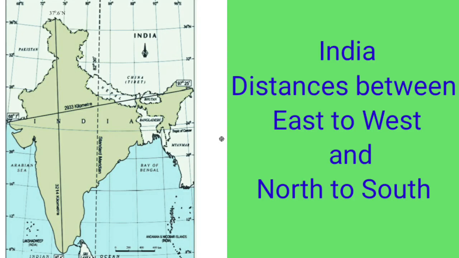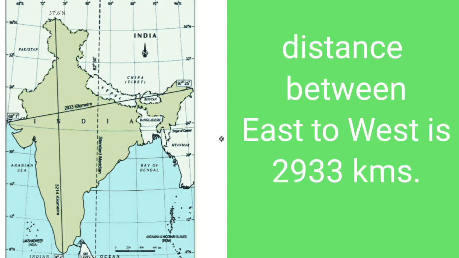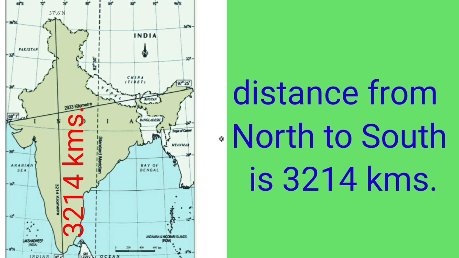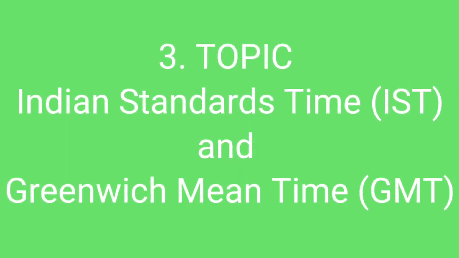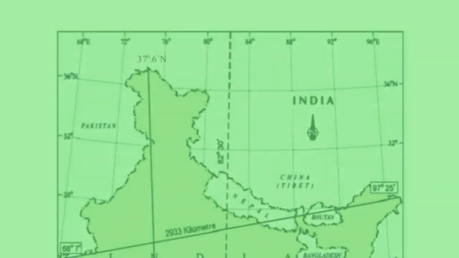Now, let us know the distances between east to west and north to south. The distance from east to west is 2933 kilometers and north to south is 3214 kilometers. Now, our third topic, Indian Standard Time and Greenwich Mean Time.